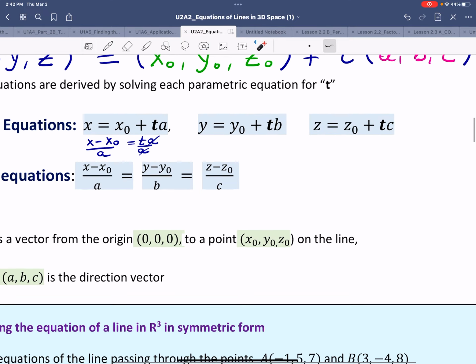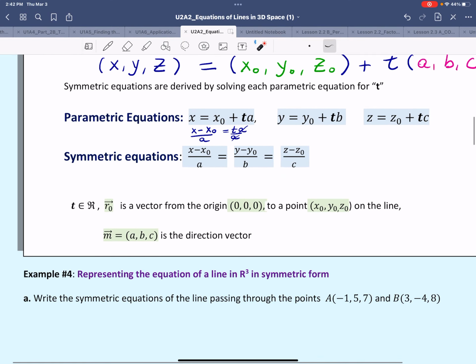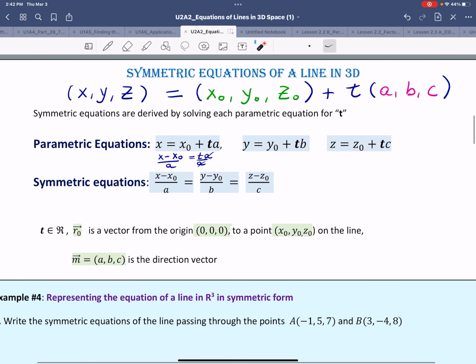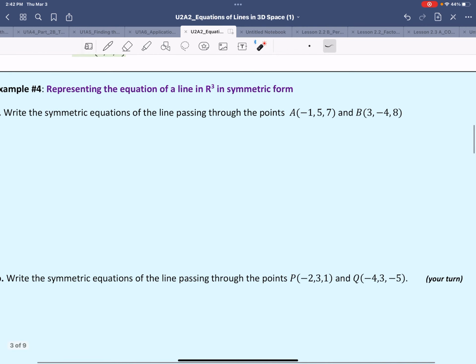and (z minus z0) over c. So now you're probably wondering, why are we adding more equations? What is the benefit of using so many of them? It's always great to look at things from different perspectives, and symmetric equations in a way can help us identify the direction vector right away. We can spot it from the denominator, and it helps us solve a lot of problems more easily. But for now, we're just going to learn how to build them.